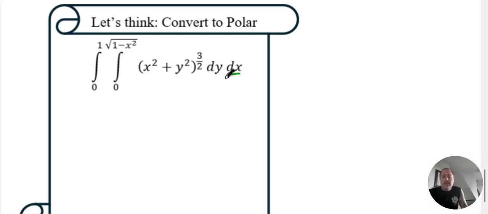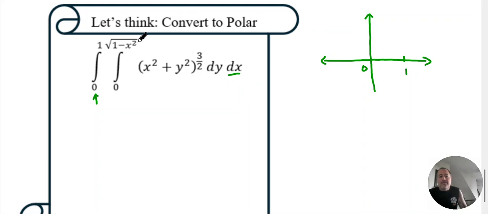The first thing I'm going to do here is notice that the dx is in terms of x. So we're going to look at an xy coordinate system, and we're going to see that our bounds for x are from 0 to 1. Then we're going to remember that this is the equation for y, because now we're in terms of y. So we have y equals the square root of 1 minus x squared, and that's going to be our upper bound.